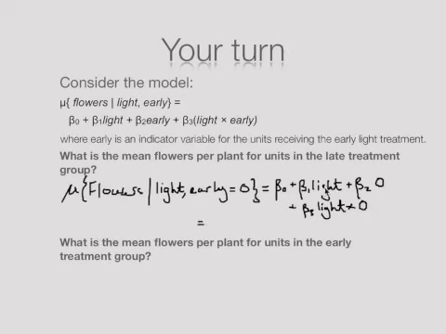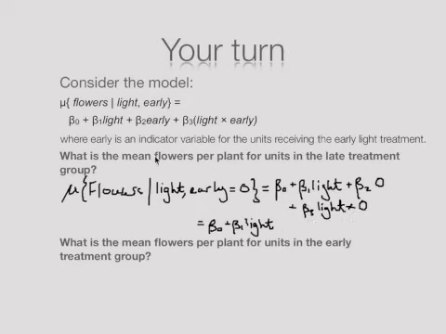So we can do some simplification. We're still going to have a beta 0. We've got a beta 1 times light. Our third term, beta 2 times 0, that's just going to be 0, so we don't have any contribution there. And then this term, light times 0, is going to be 0, and 0 times beta 3 is going to be 0. So there's also no contribution from that term there.